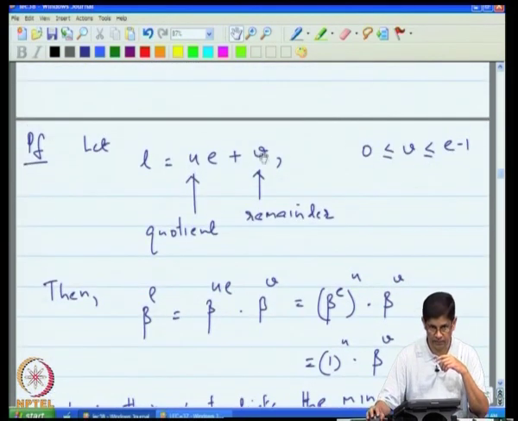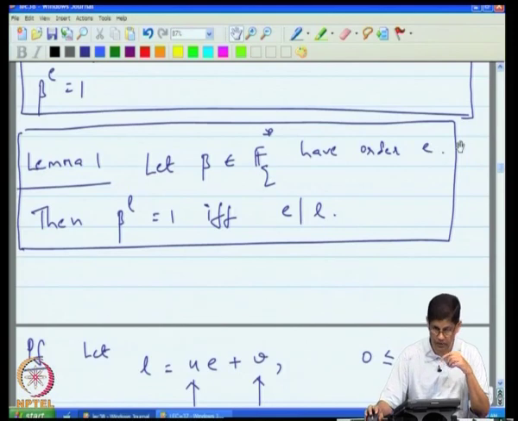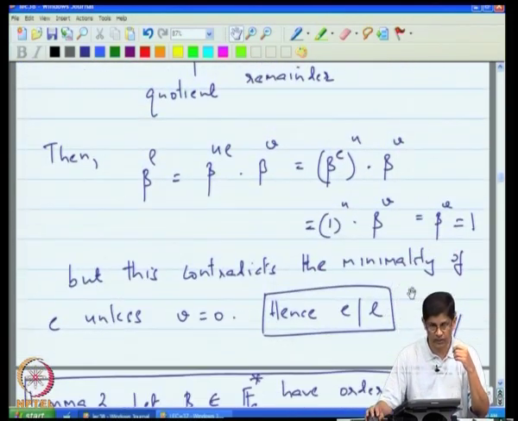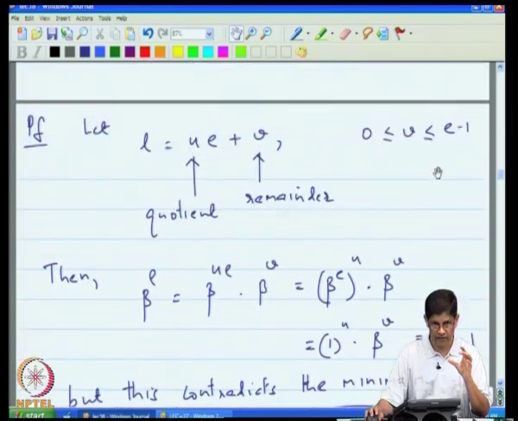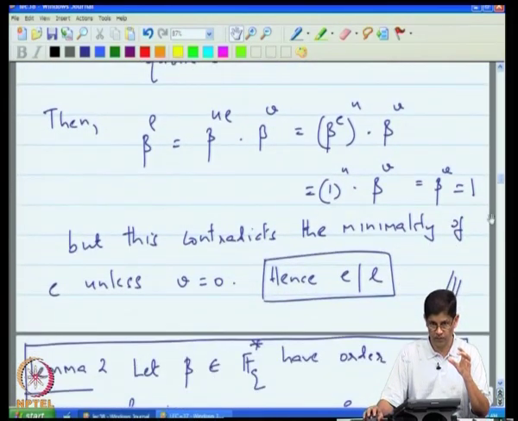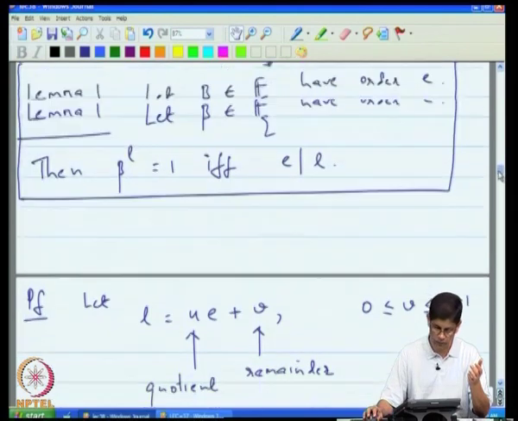But wait a minute, when we wrote this expression down, we noted that v was strictly less than e. But how can that be? Because after all we said that beta has order e. So, the only way all these facts can be simultaneously consistent is if in fact v is 0. If v is 0, then there is no contradiction, because beta to the 0 is 1, and when you define the order you exclude 0.